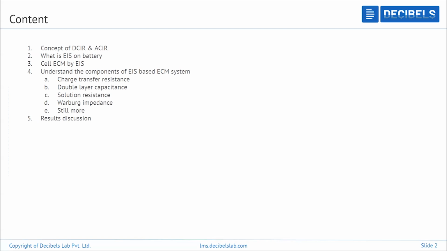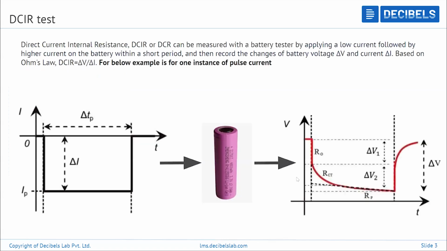And at the end, we have one set of results where we have collected the data from DCIR and ACR testing machines, and we put it into some cell model and got the voltage response as output. So that we will discuss. We'll move ahead with the session.